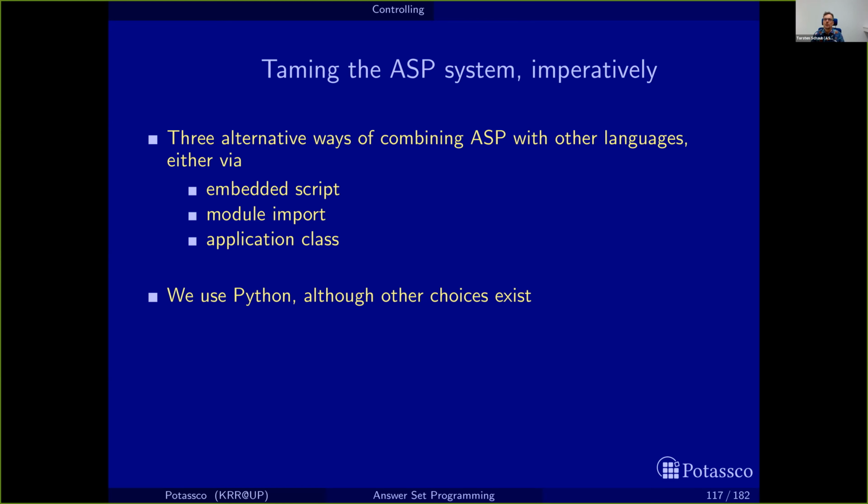The first thing is to simply add things as an embedded script. Then you go completely to the other programming language, where you import just the ASP solver as a library, or you take Clingo as it is, derive certain structures, and override certain methods. That's when you want to derive your own ASP-based system. But here are some examples.